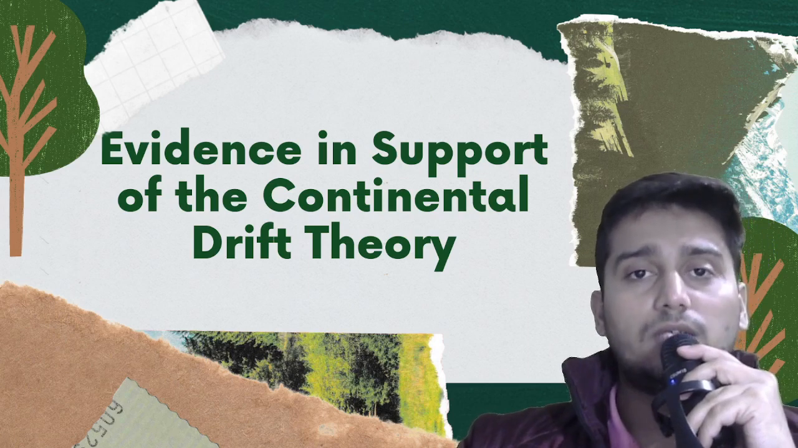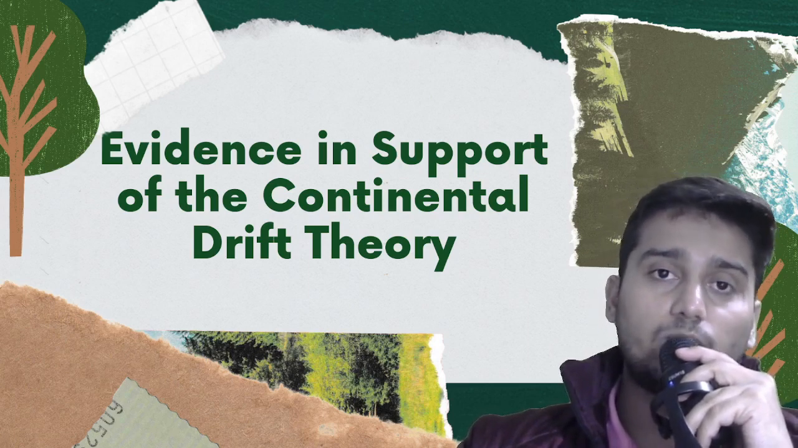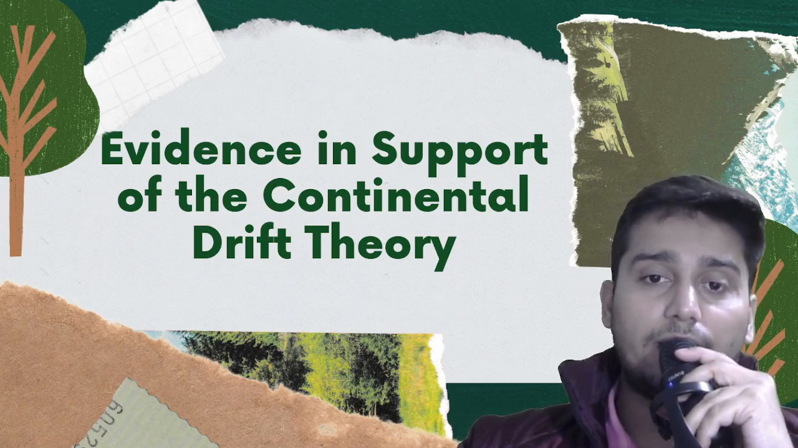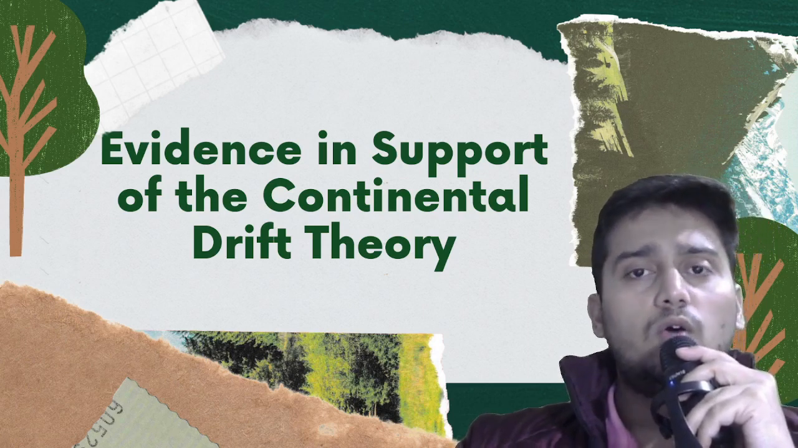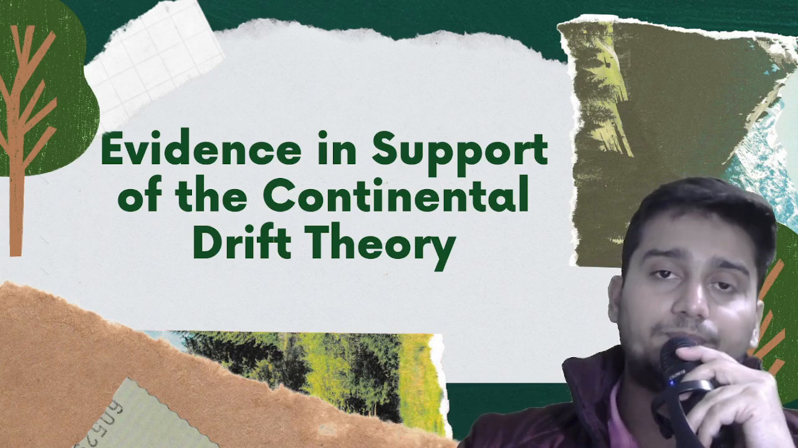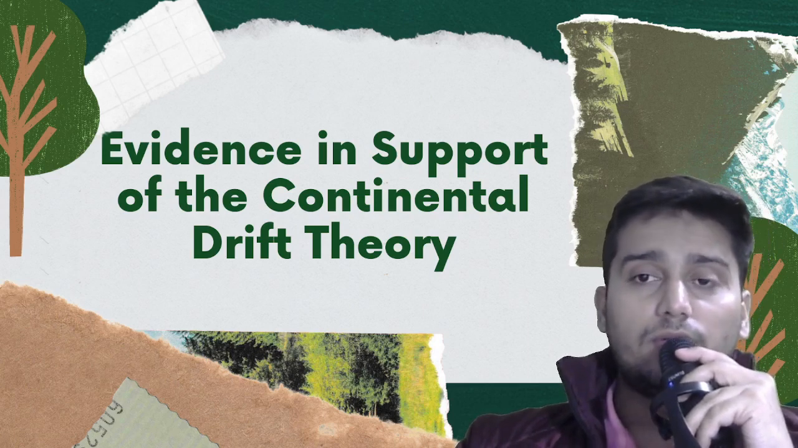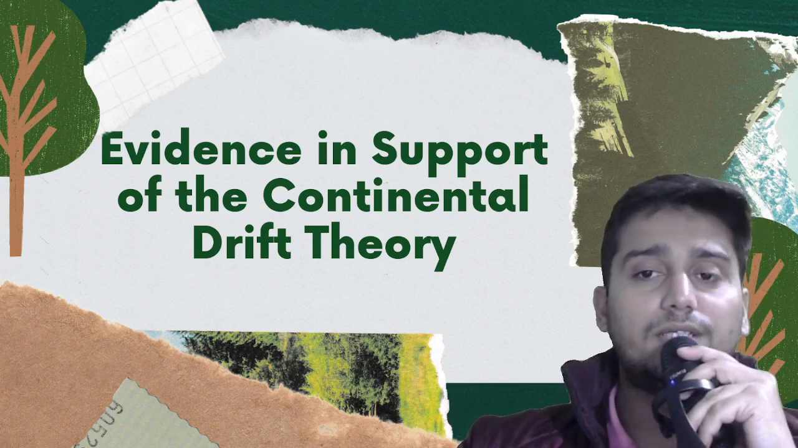But what was the basis of the theory proposed by Alfred Wegener? Earlier, Antonio Pellegrini and Abraham Ortelius had tried to propose this kind of theory regarding the movement of the continents. So of the evidences available for the theory of continental drift, the very first is the jigsaw fit. Now, what is the jigsaw fit?